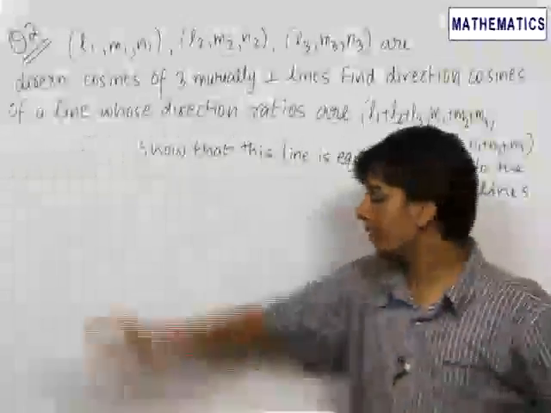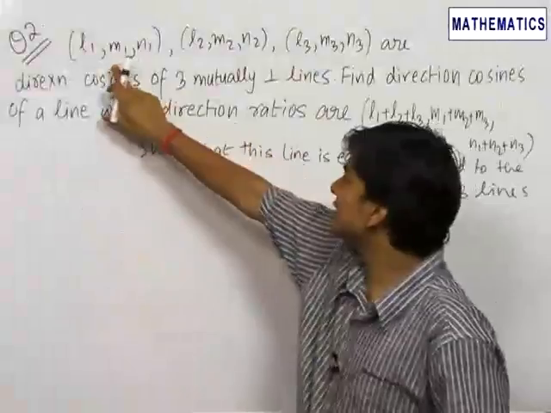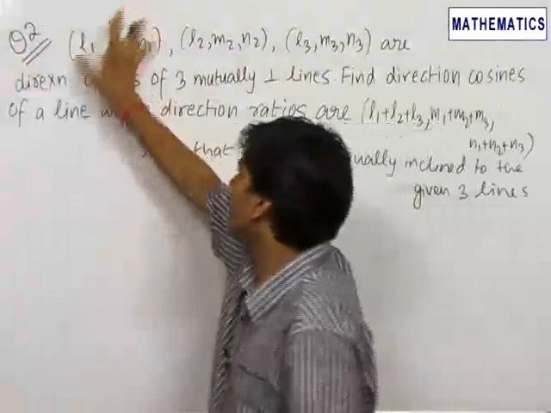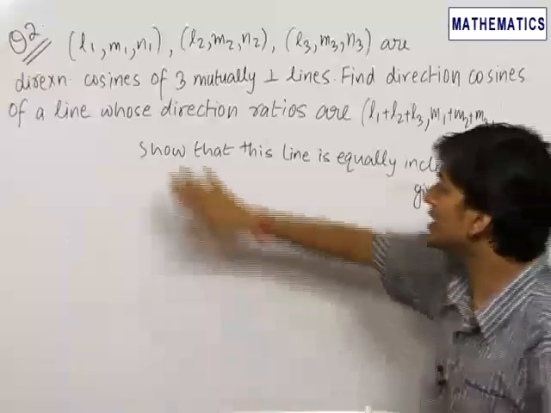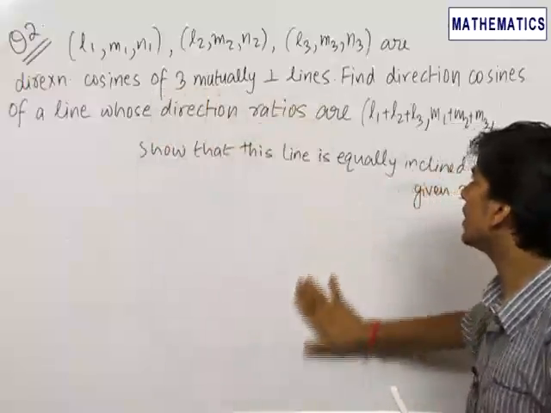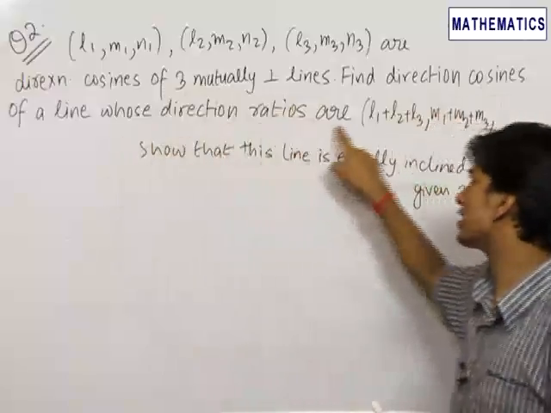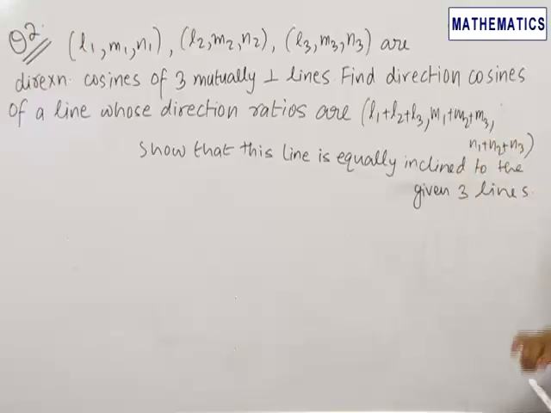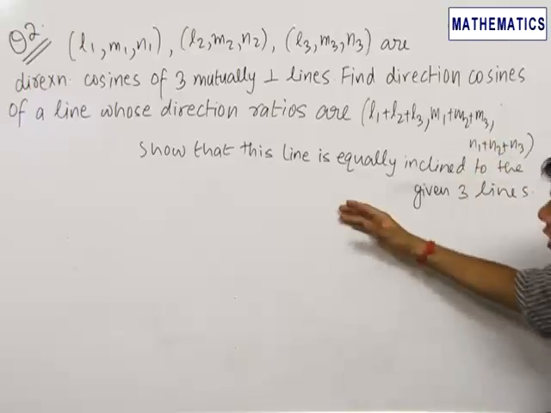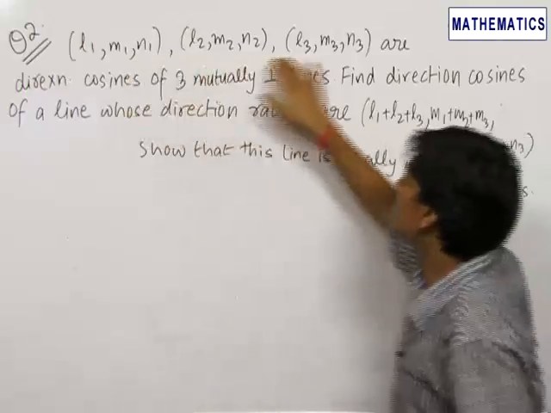The second question that we have requires a bit of manipulation. We have been given three lines whose direction cosines are L1, M1, N1, L2, M2, N2 and L3, M3, N3. These three lines are mutually perpendicular lines. We need to find the direction cosines of a line whose direction ratios are given as L1 plus L2 plus L3, M1 plus M2 plus M3 and N1 plus N2 plus N3. We also need to show that this line is equally inclined to these three lines.